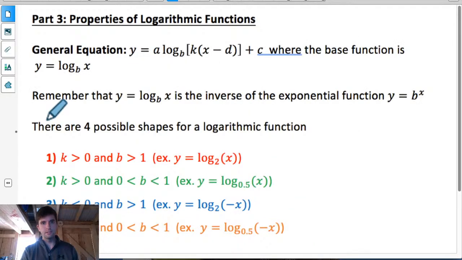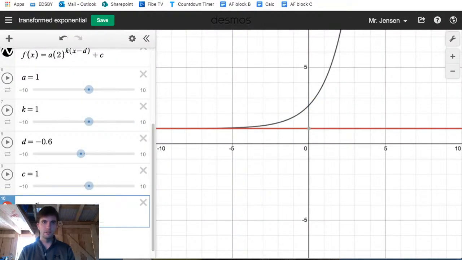Alright, we'll move on to log functions. What makes something a logarithmic function is if the variable is in the argument of a logarithm. Now, a logarithmic function is the inverse of an exponential function. So instead of having horizontal asymptotes, they're going to have vertical asymptotes. Let me just show you what the 4 general shapes of logarithmic functions could look like.